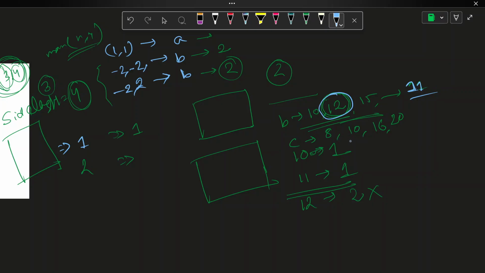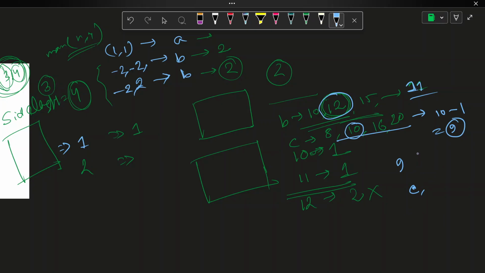So for this C, what will be the side length? The maximum side length will be repeating 4 times. So this makes the second minimum element 10, and minus 1, so this will be 9. If I take the side length as 9, then only one C will be present, but no B will be present, right?